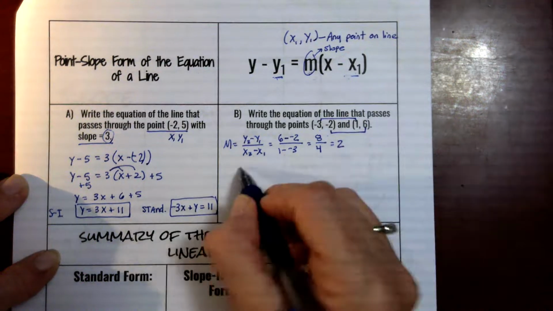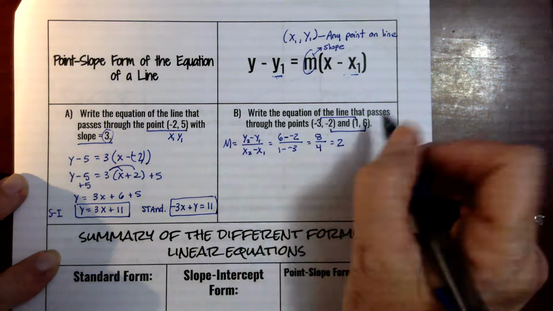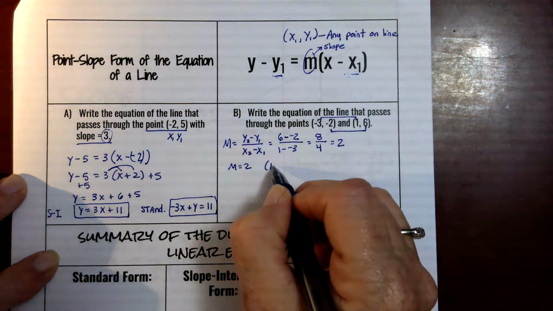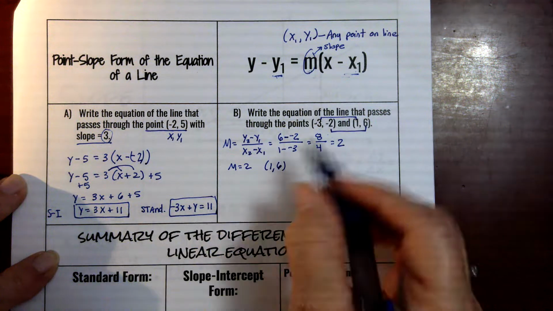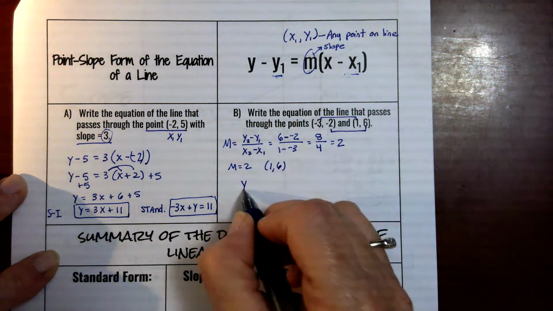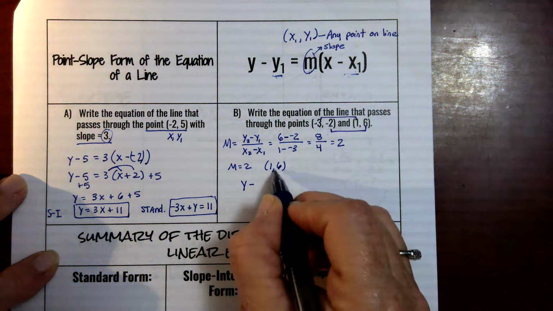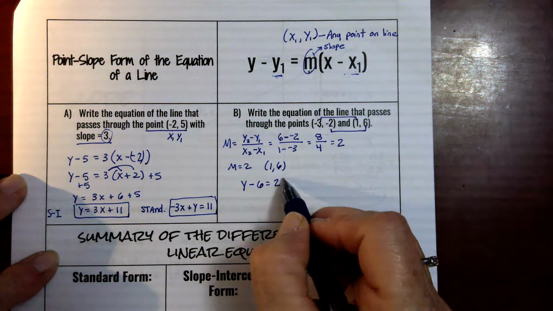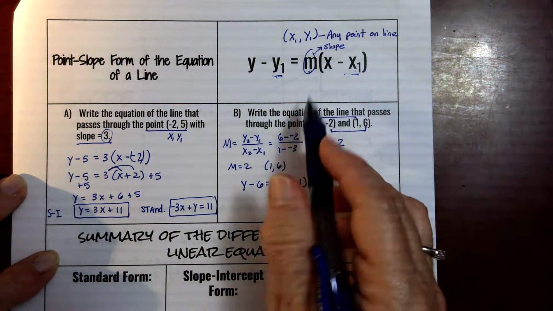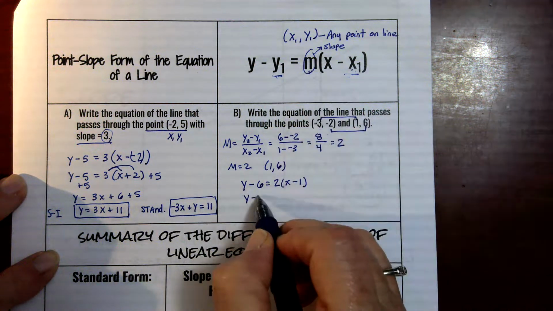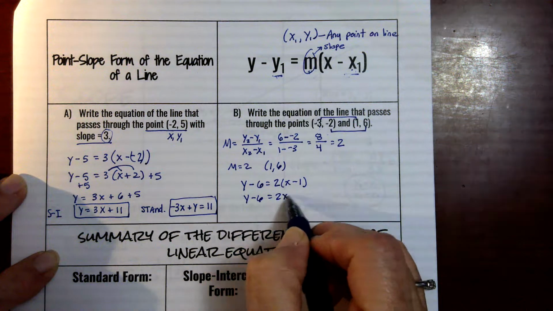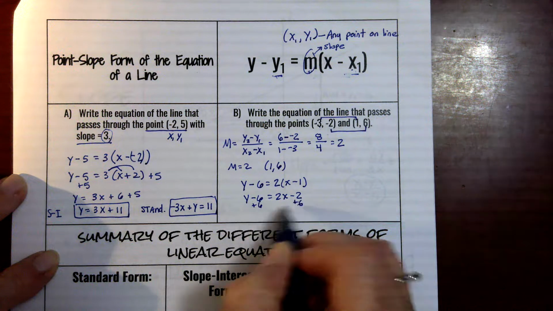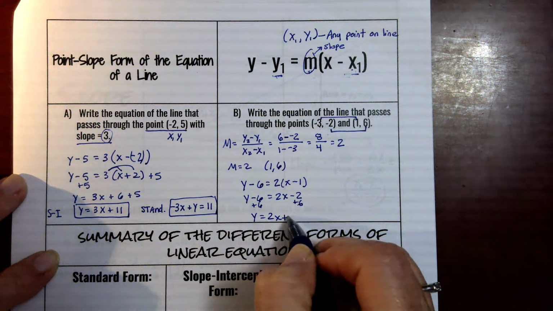All right, now I've got everything I need. So I pick one of my points, I'll just use the 1, 6 point. So I'm going to go with a slope of 2 and 1, 6 being my point on the line. I could use this one just as well. I can then plug into my point-slope form. So y minus 6 equals 2, that's my m, times x minus 1, that's my x1. So y minus 6 equals 2x minus 2, and I'll add 6 over, and y equals 2x plus 4.